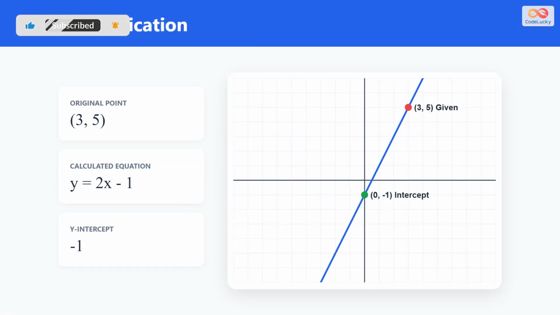Let's verify this visually. If we graph our new equation, y equals 2x minus 1, we can see that the y-intercept is indeed negative 1. More importantly, notice that the line passes perfectly through our original point, 3, 5. This confirms our equation is correct.